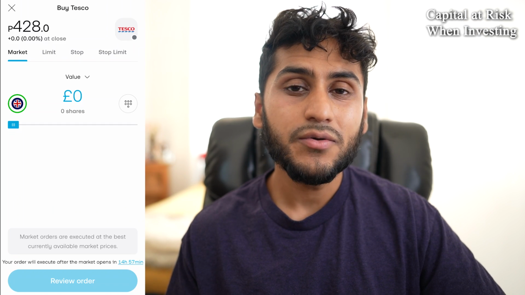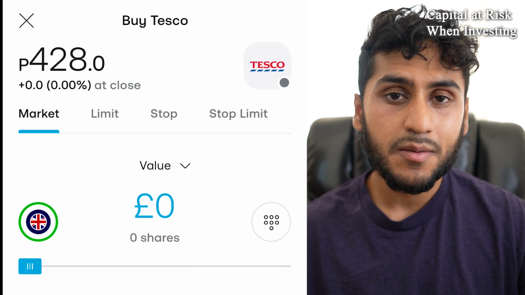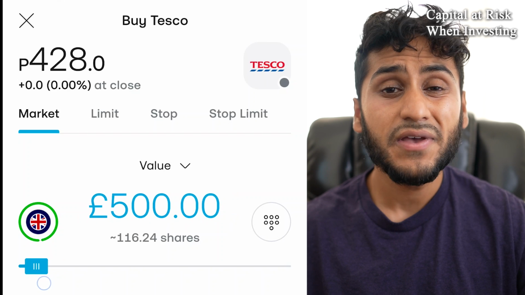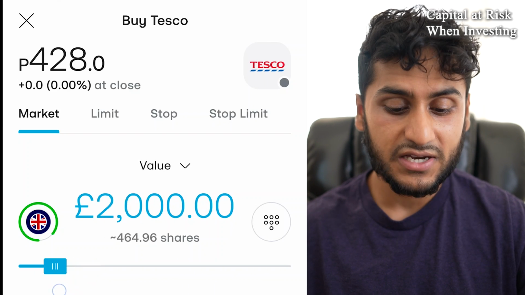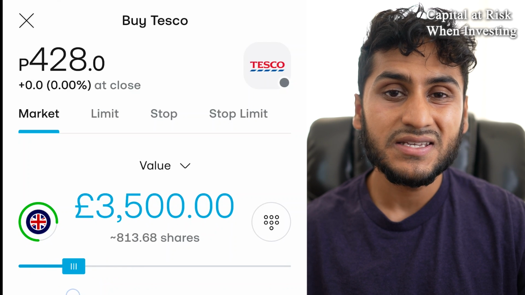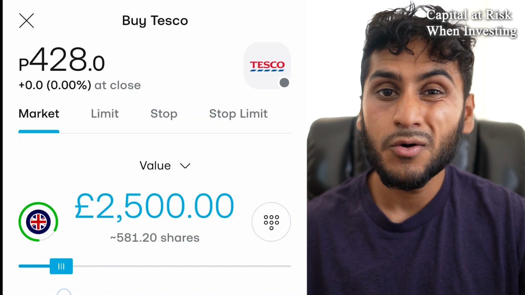Now, normally, how you can buy these shares is by using this slider over here. Depending on how much cash you have, when you move the slider, the increments will increase and decrease. If you have a lot of cash, and I do have quite a bit of cash right now, the value you'll see is pretty high. Realistically, the slider doesn't give you too much control because it goes up in increments that might not be useful for you.